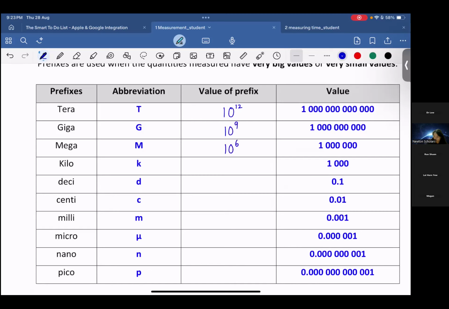Mega is 10 power of 6. Okay, dear, mega is capital letter M. It's not small m. Small m we call milli. Okay, kilo is small k. It's 10 power of 3.